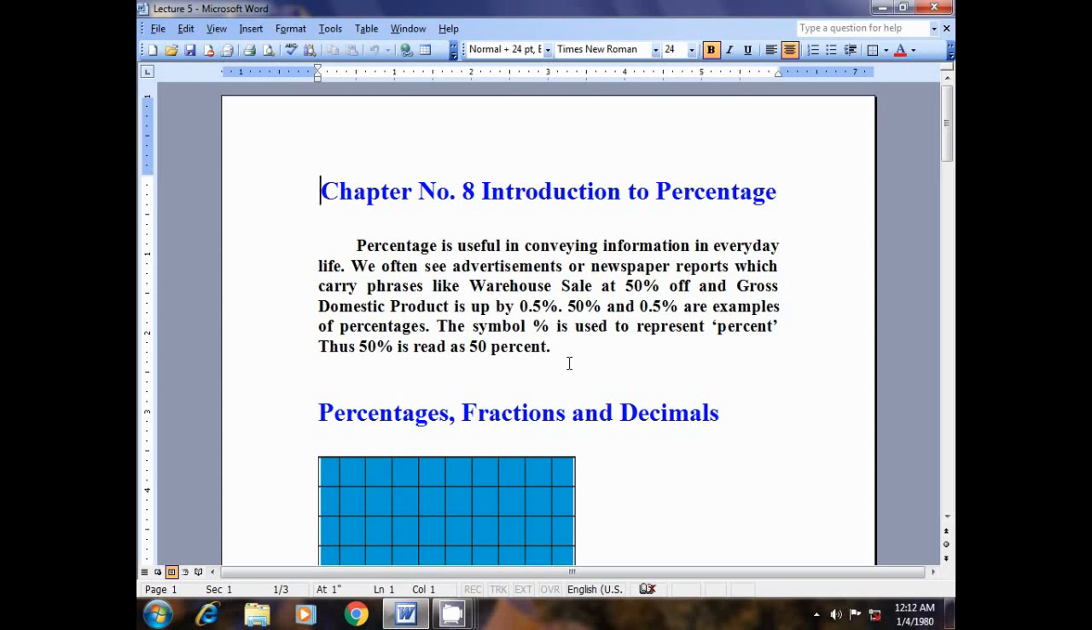Now percentage is useful in conveying information in everyday life. We often see advertisements or newspaper reports which carry phrases like warehouse sale at 50% off and gross domestic product is up by 0.5%. 50% and 0.5% are examples of percentage. The symbol % is used to represent percent. Thus 50% is read as 50 percent.